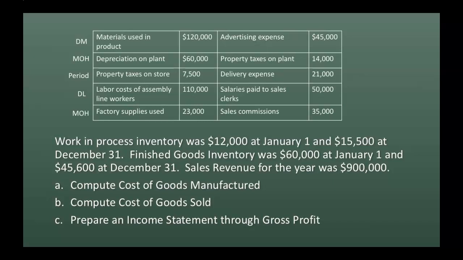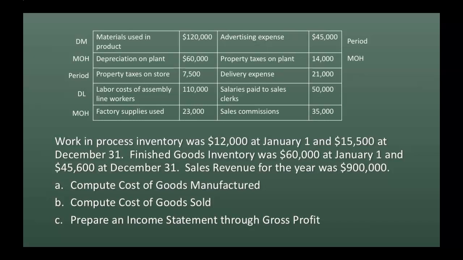Advertising expense. Advertising expense will help you sell more, possibly, but it's not going to have any impact on the manufacturing of the product. So that's going to be a period cost. Property taxes on the plant. So now these are the taxes on the factory. If you look at what we did earlier with property taxes on the store, those were a period cost because they were on the store. Here, since it's on the plant, on the factory itself, it's manufacturing overhead.